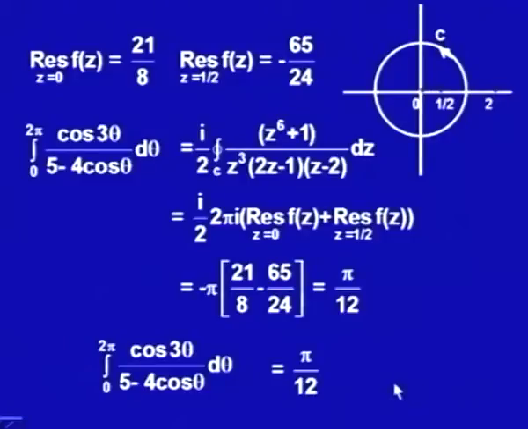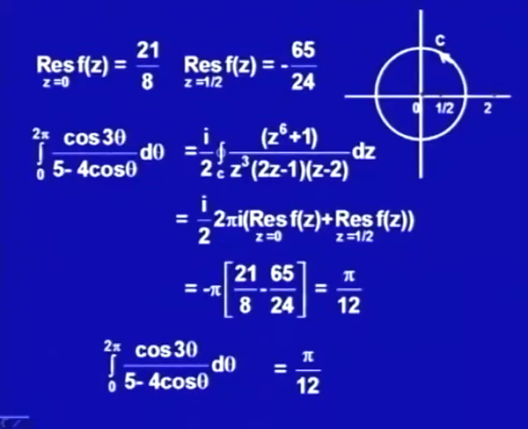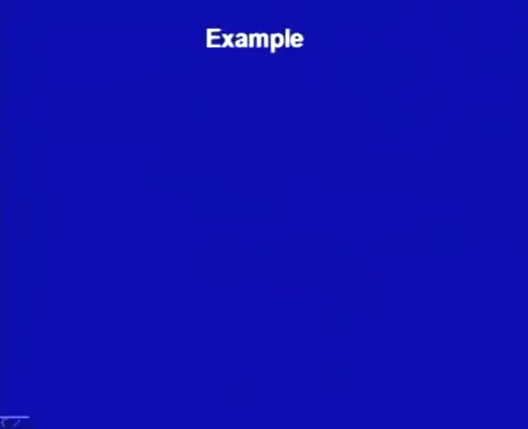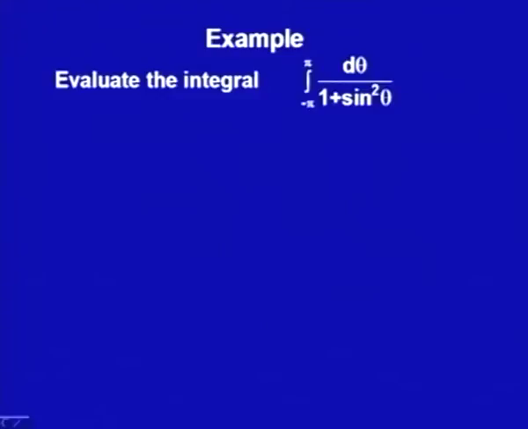Let us see one more example. Evaluate the integral from minus pi to plus pi of d theta upon 1 plus sin square theta. Now, you see in this integral our interval of integration is from minus pi to plus pi. The integrand also has a square of the sine function.